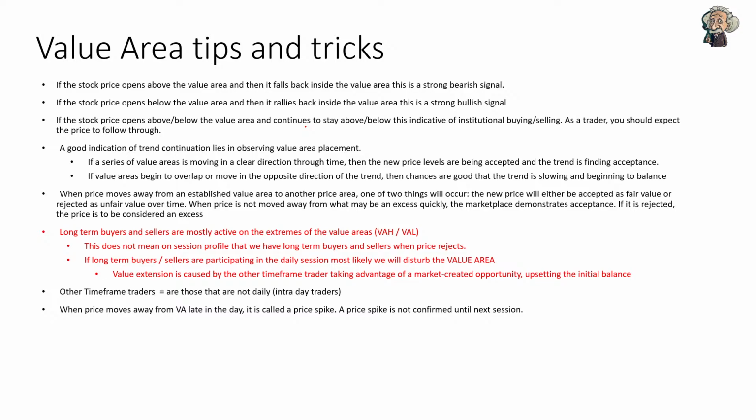Another, longer time frame participant is just going to sit on their hands until their limits are filled, until they get the price at those levels, and that's when the price gets the excess, right, either top or bottom, because it did not spend a lot of time there. It had to fulfill a lot of orders, and price jumps or drops from those levels, right? And you see that if the long-term firm buyers and sellers are participating in a daily session, they will most likely disturb the value area. I would say value extensions are caused by other time frame traders taking advantage of market opportunity, and usually they're the ones responsible for the break of IB.